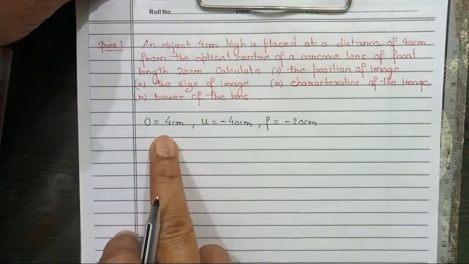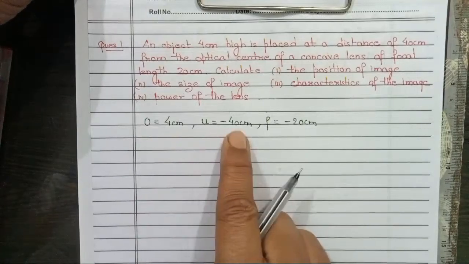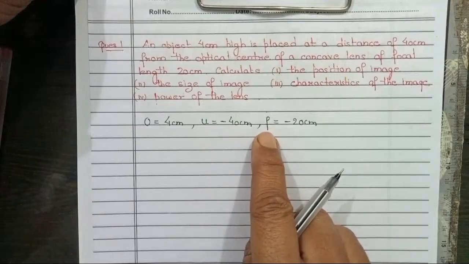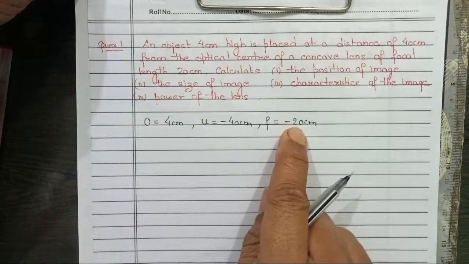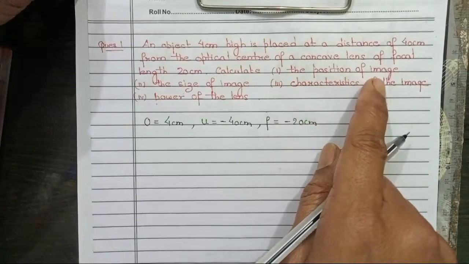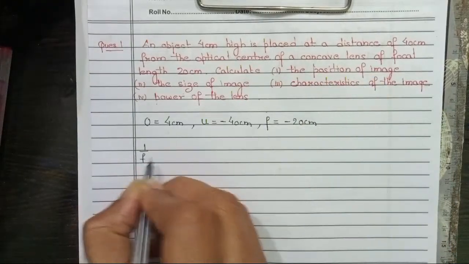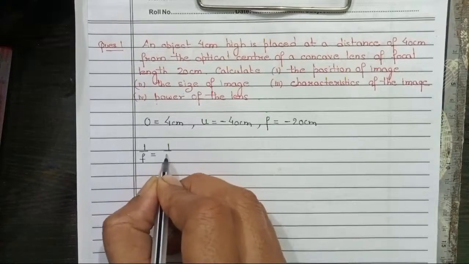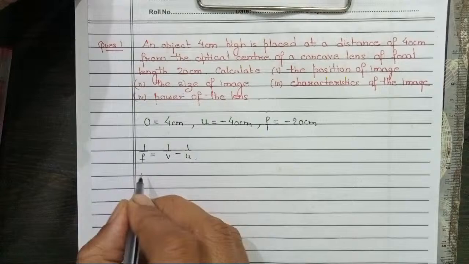So they have given you height of the object 4, distance of the object, that will be negative, minus 40. It's a concave lens, so focal length will be minus 20. Now they have asked you to calculate the position of the image. So we can use the formula 1 upon f equals 1 upon v minus 1 upon u. So let's use this formula.